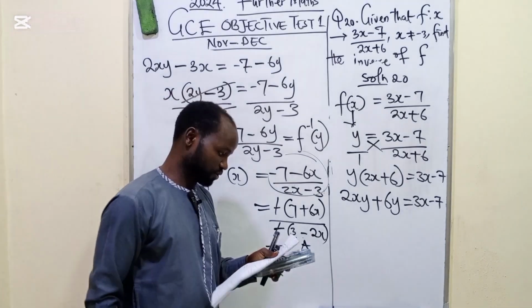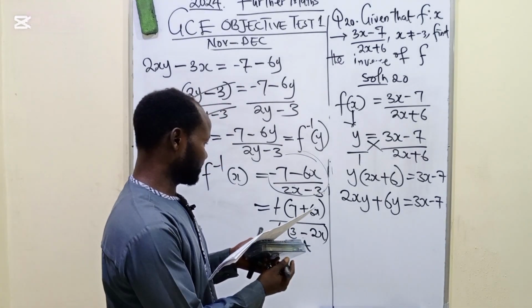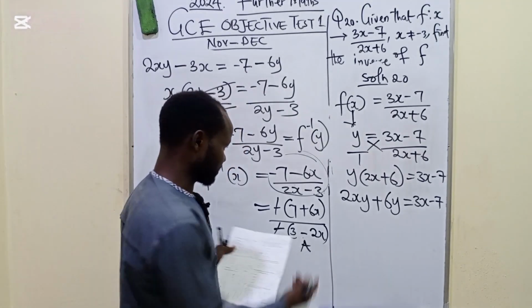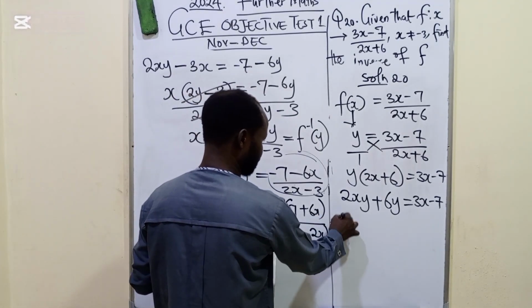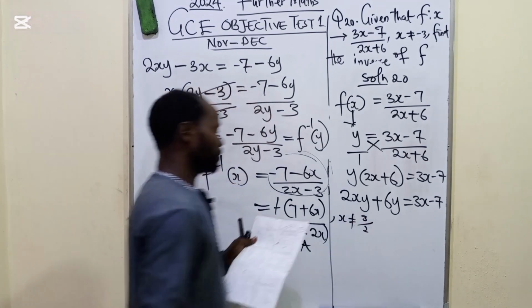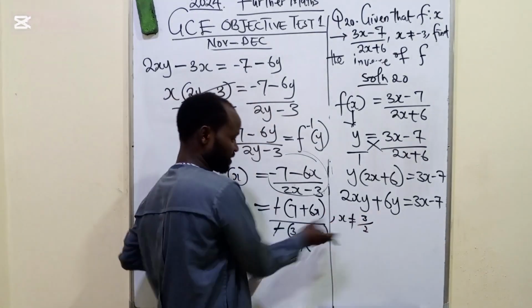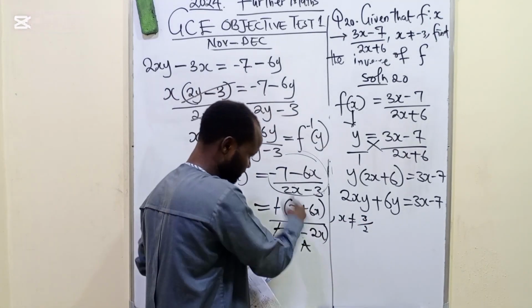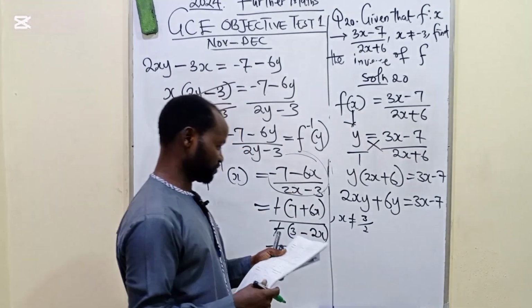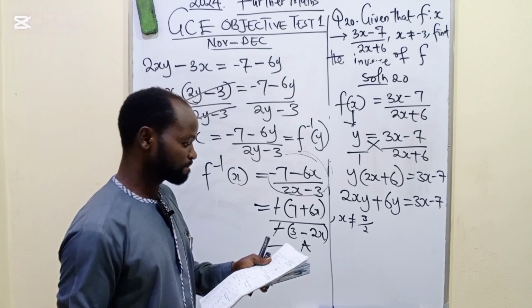So the correct option is option A, which is 7 plus 6x divided by 3 minus 2x, given that x will not be equals to 3 divided by 2. Why? Because if we substitute x as 3 divided by 2 into this function, it will make this undefined. Very important. So the correct option is option A.